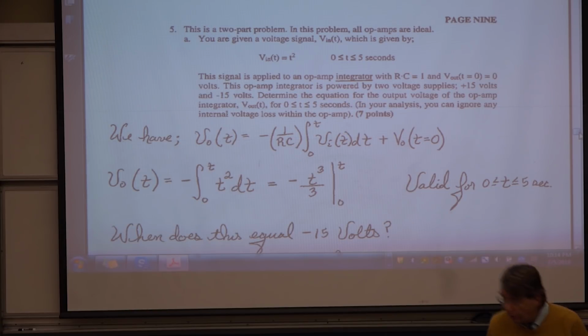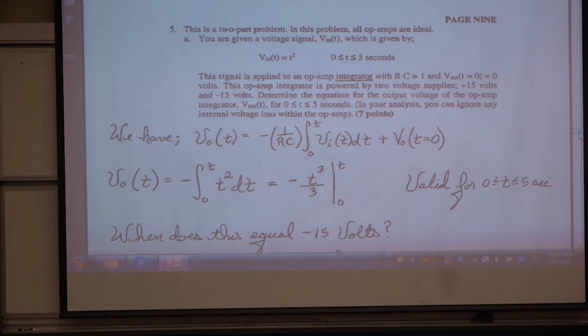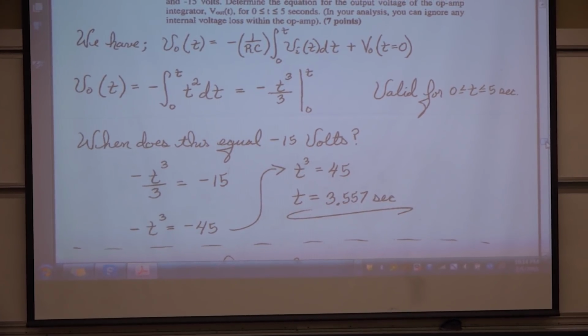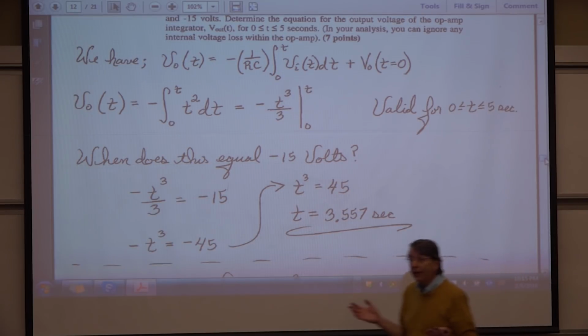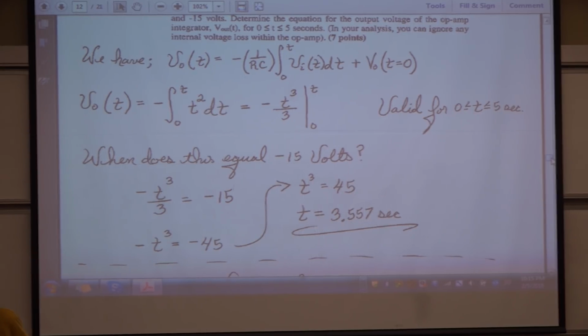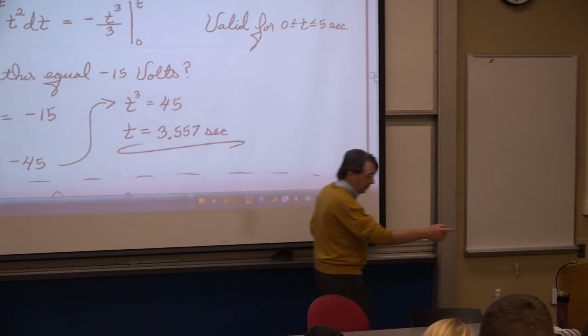So what we need to do is to say, when does this equal minus 15? So I just solved for that. At t equal 3.557 seconds, that equals minus 15. Now, what happens when the output voltage gets to minus 15? It stays there. It doesn't get any bigger. Okay? So now we have the equation. We're done.